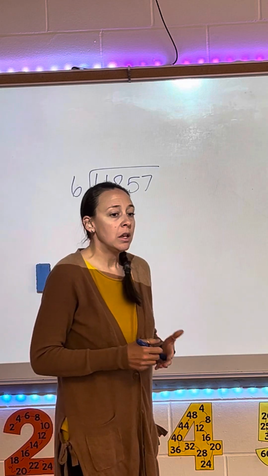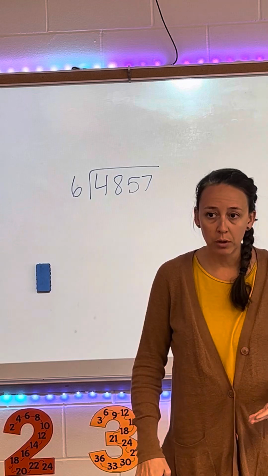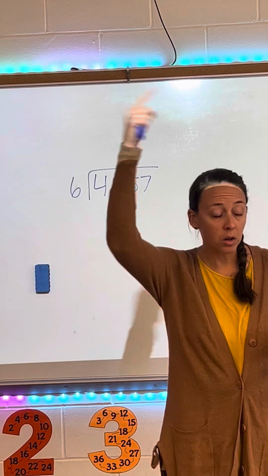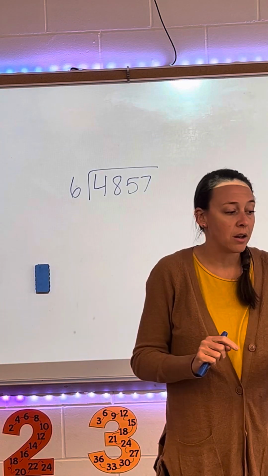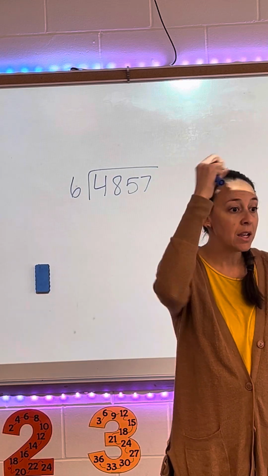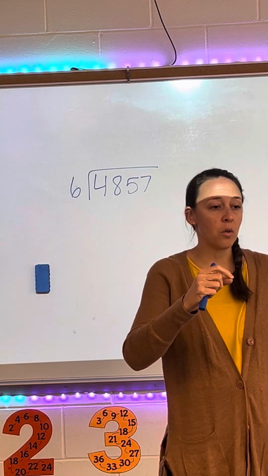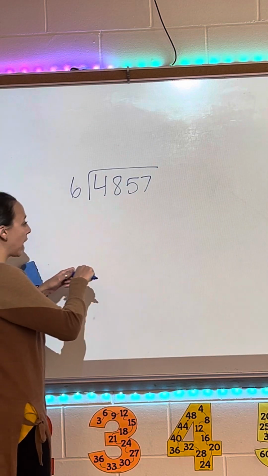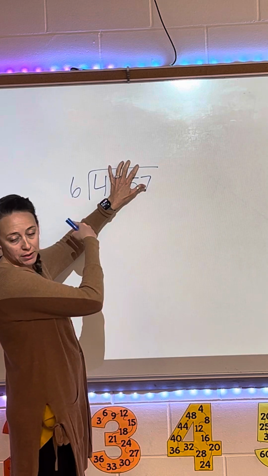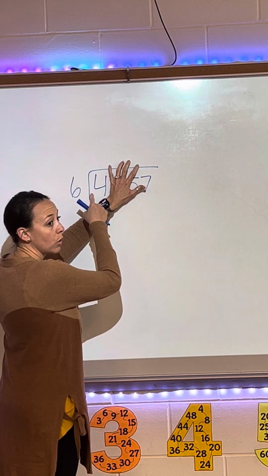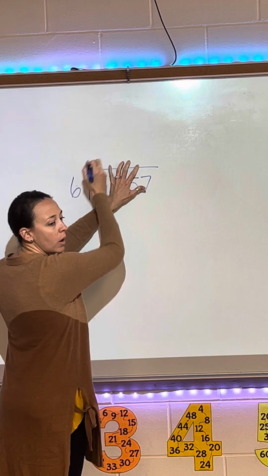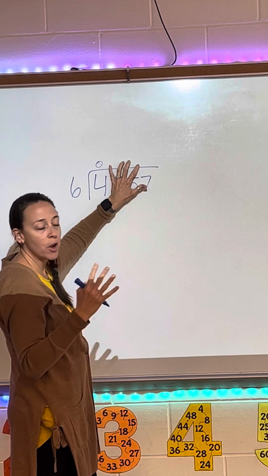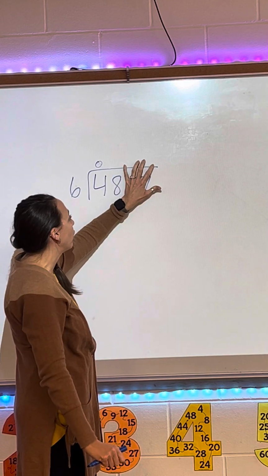Another big thing: if you can't make a group, what do you need to do? Slide over. But before you do that, if it's a no, put a 0. Okay, eyes up here, everyone. Can you make a group of 6? No. So what am I going to do up top before I move? Put my 0 up top. I cannot make a group of 6 with 4. I don't have enough.